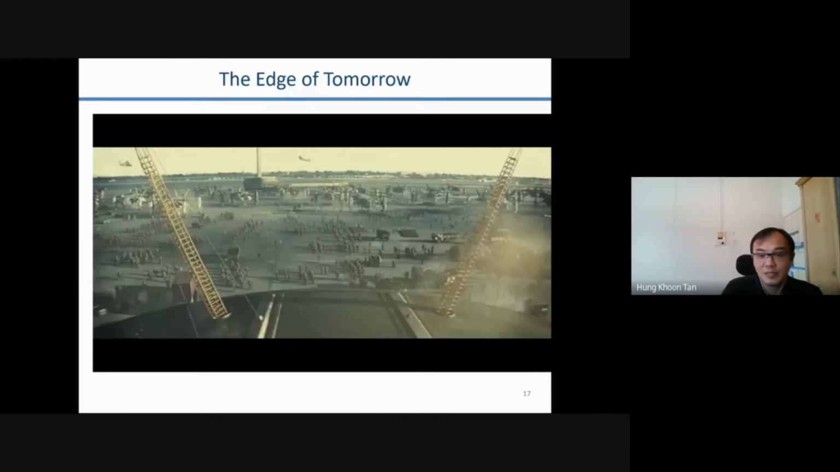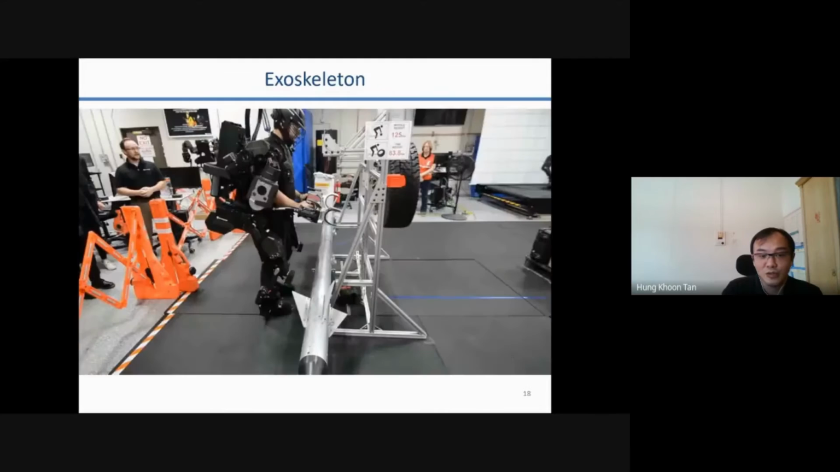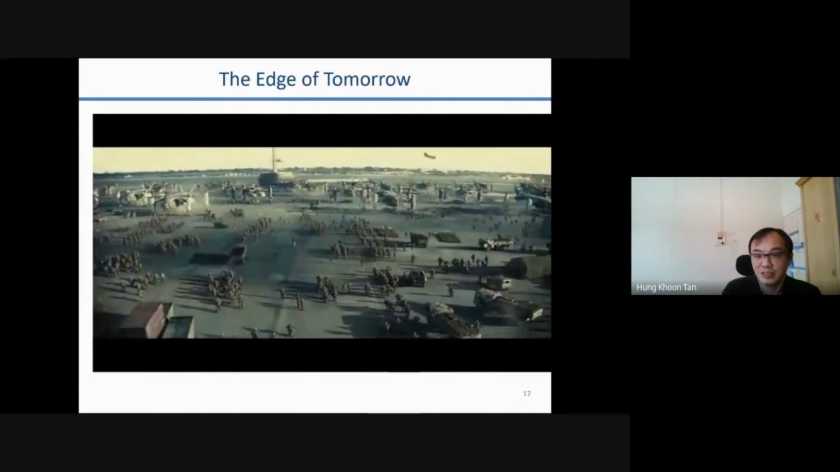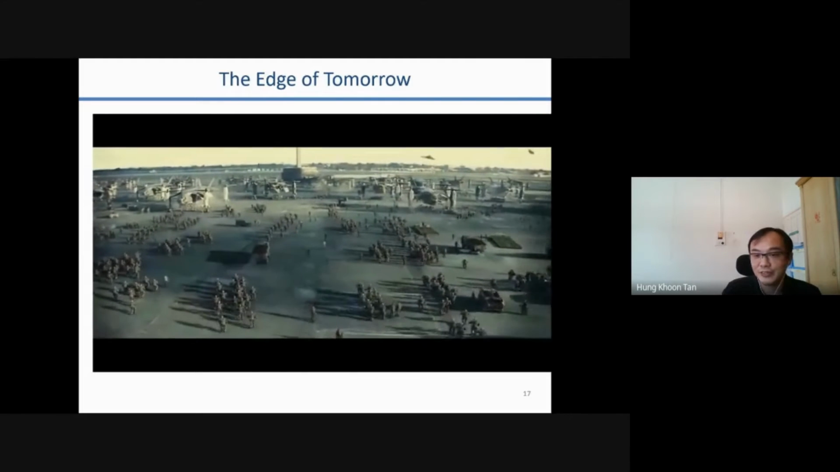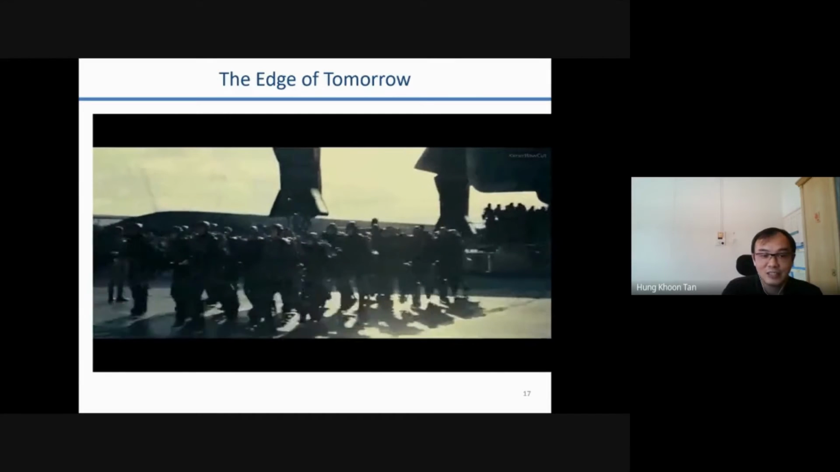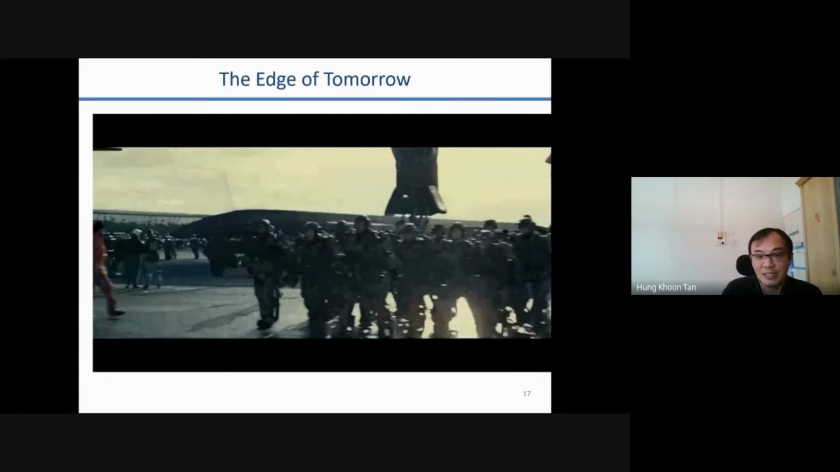Then there is also this movie, Edge of Tomorrow. This is quite recent. I believe most of you have watched it before. So it's about humans versus aliens. And you can see here the humans are basically further enhanced with what we call an exoskeleton. This will help humans to fight against the physically superior alien species. So with the help of this exoskeleton structure, humans stand a chance to fight against the aliens.